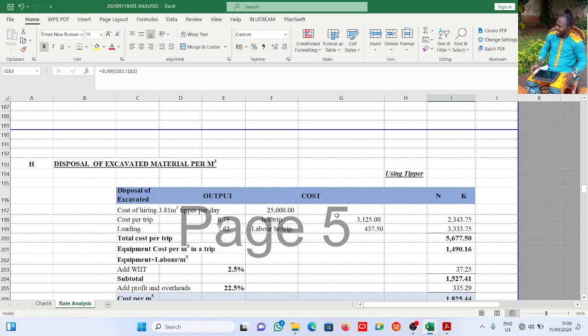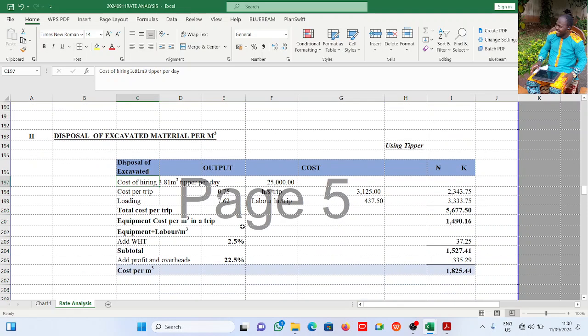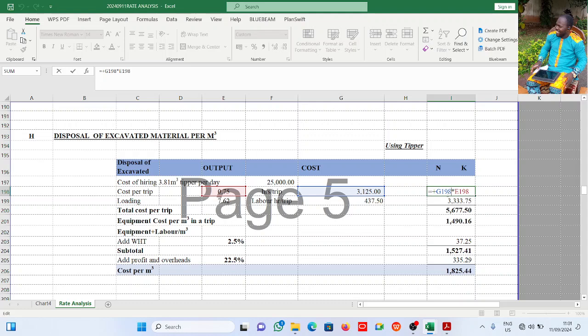All right, now disposing of materials off site or maybe within the site, as the case may be. Of course, if I must dispose, I need a truck, a tipper, to take these materials to a part of the site or out of the site, and to rent. Cost of hiring this per day is 25,000, and 0.75, that's 1 hour 15 minutes for each trip. So if I multiply that by this, I have that.